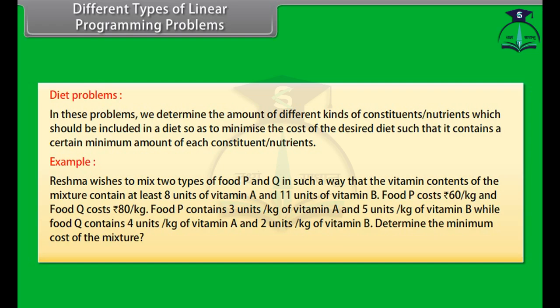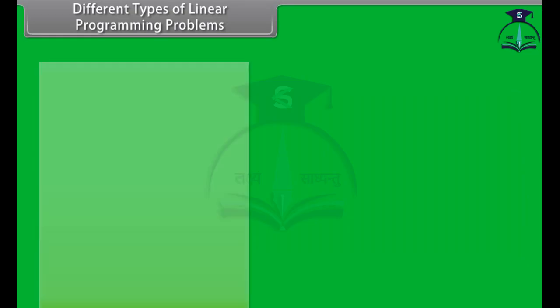the vitamin contents of the mixture contain at least 8 units of vitamin A and 11 units of vitamin B. Food P costs rupees 60 per kg and food Q costs rupees 80 per kg. Food P contains 3 units per kg of vitamin A and 5 units per kg of vitamin B, while food Q contains 4 units per kg of vitamin A and 2 units per kg of vitamin B. Determine the minimum cost of the mixture.